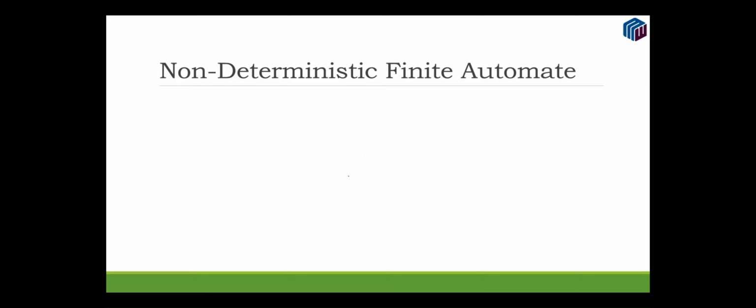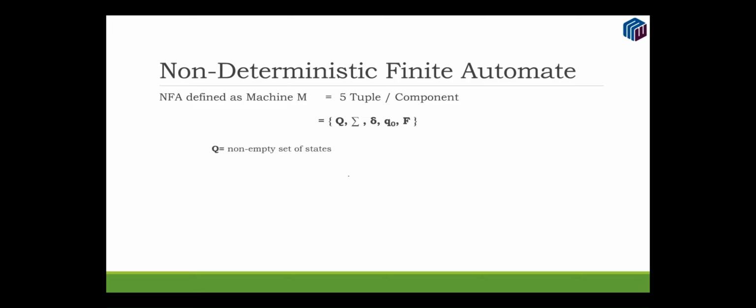How will the machine be defined? M is a five tuple. That is a set of five elements: first one is capital Q, Sigma, Delta, Q0, and F. The notations are the same as a DFA. Q is a non-empty set of states. Sigma is an input alphabet. Here the change is in the transition. Delta is the transition: Q into Sigma tends to the power set of Q, or 2 power Q.